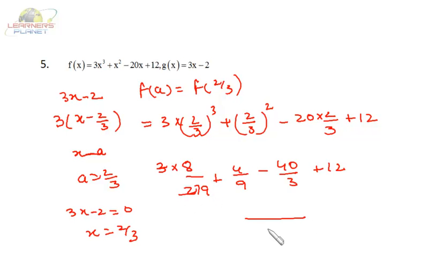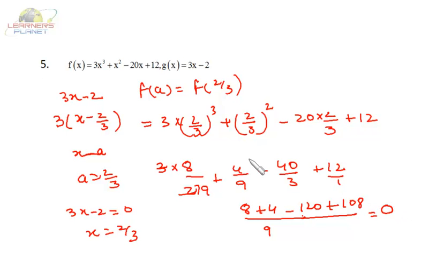Now let's take LCM. It's 8 plus 4 minus 3 into 40 is 120, with the denominator 9. Then 12 nines are 108. So it's 108 plus 4, 112, 112 plus 8 is 120. Now 120 minus 120 is 0 by 9. So finally we'll be getting 0.